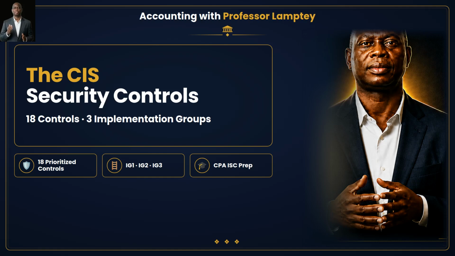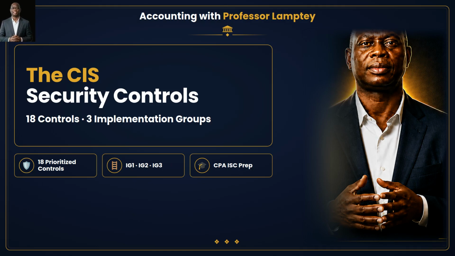Most cyber attacks don't use some genius movie-style hack. They walk in through the basics: an unpatched laptop nobody remembered, an old account nobody closed. You cannot defend what you don't even know you have. So what if there were a prioritized to-do list, the specific actions that stop the most attacks, in the order you should do them? There is.